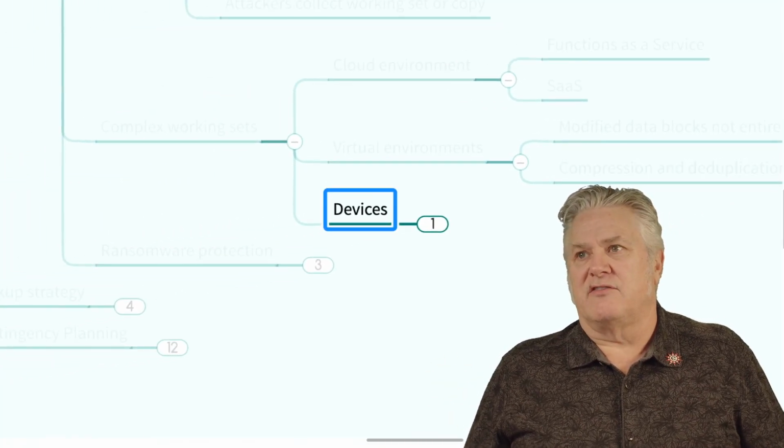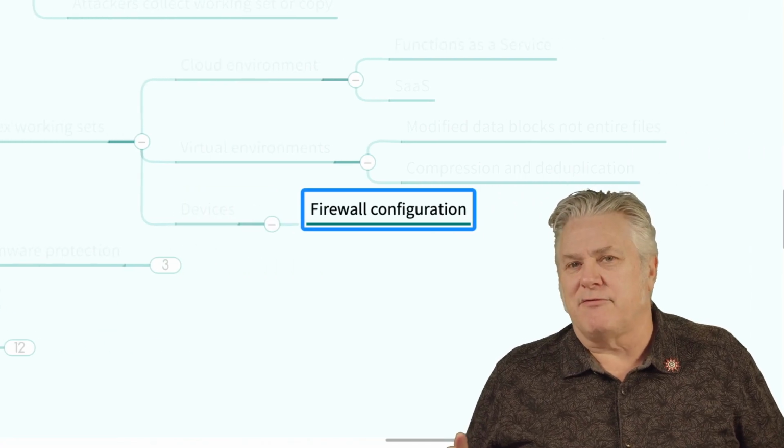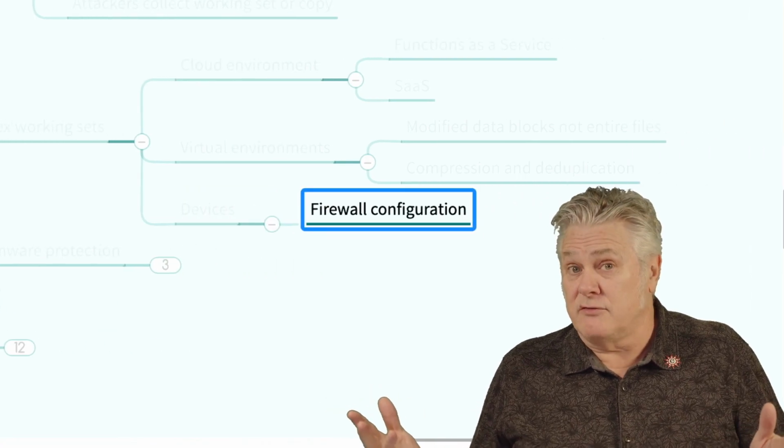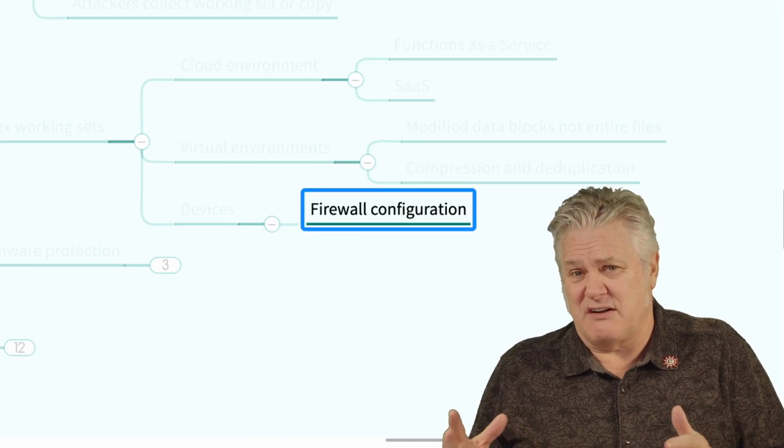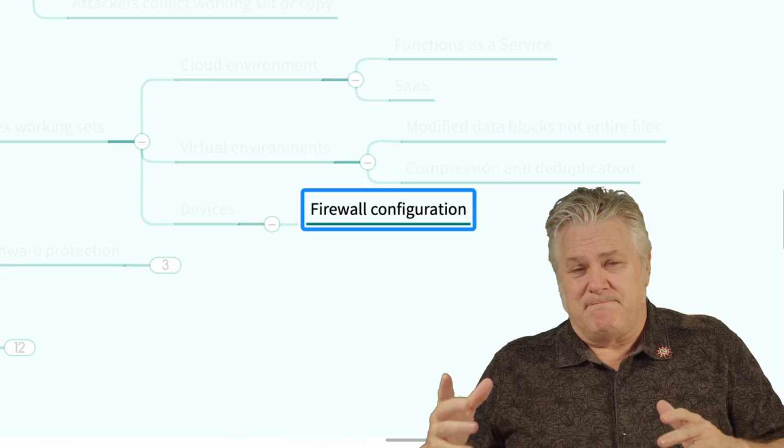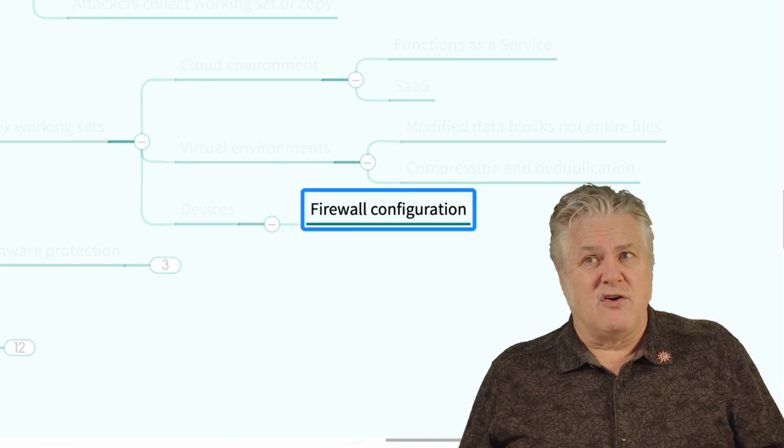Then we get into devices. How are you going to back up your firewall configuration? Because you have to, because you might need to restore it. So now you've got to figure out that agent process. So it's an easy thing to say. It's a difficult thing to do.